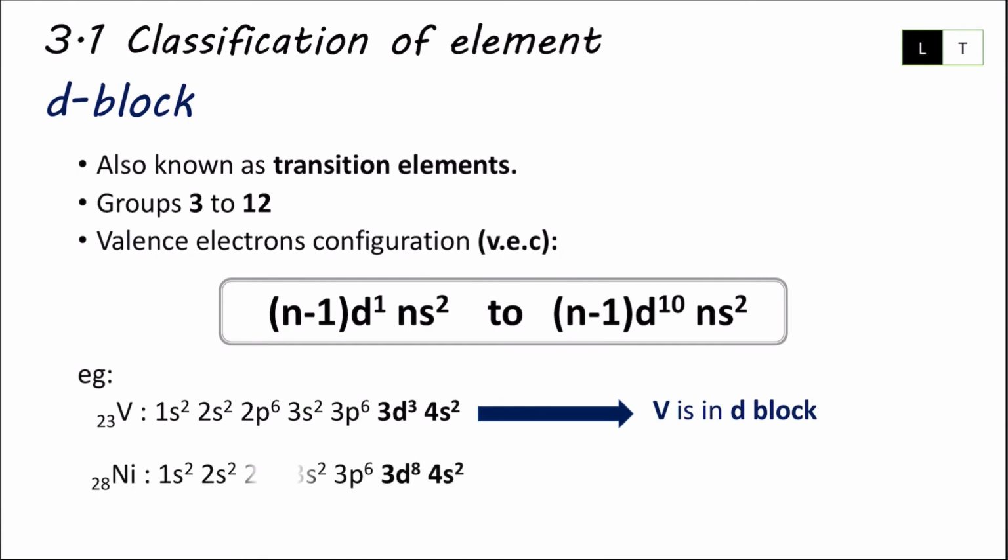It's the same if I have nickel. For nickel, we fill in 1s2, 2s2, 2p6, 3s2, 3p6, 4s2 first, and then the rest is 3d8. So, the last filled subshell is subshell 3d. Hence, we can conclude that nickel is in D block as well.